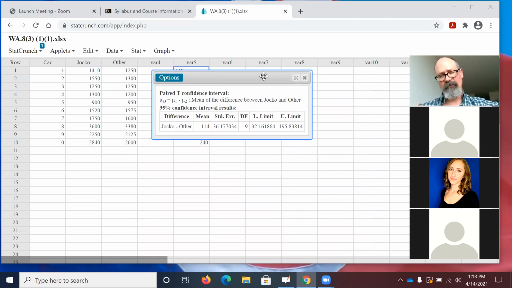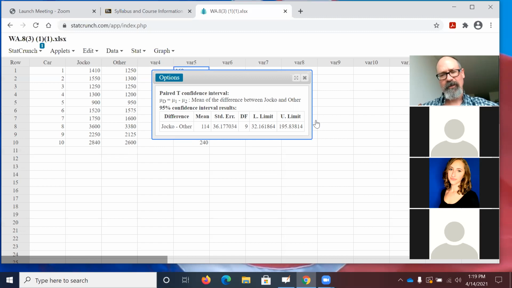Here, the lower confidence limit is about $32. The upper confidence limit is about $195. The degrees of freedom is 9, which is not that large, and the standard error is pretty big. So if you increase the level of confidence, you could probably convince yourself that nothing was going on. If you need a 99% or 99.7% level of confidence, you would actually get 0 that way.